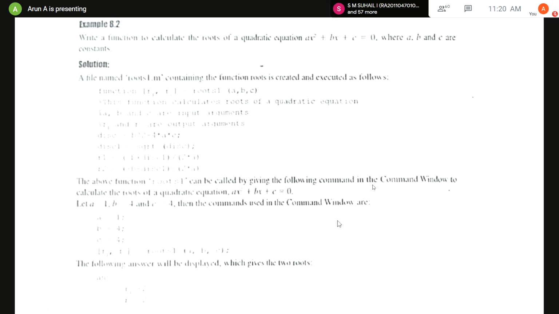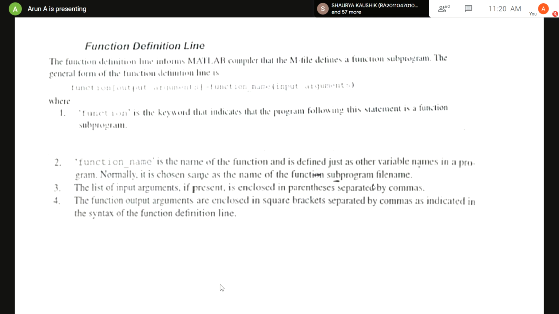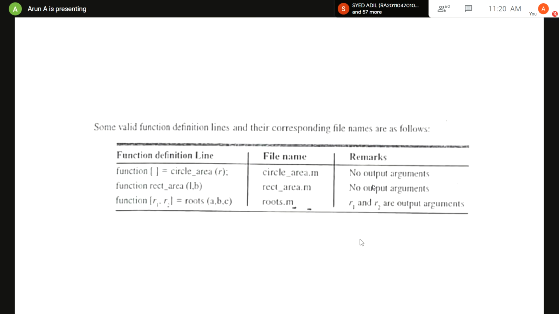Once we give this roots1, what happens? Let a be 1, b be 4, and c be 4. The values will be executed, and you'll get the values of root1 and root2. You can run this and try. Now this basic program shows how the 5 parts of an m function are broken. The first is the function definition line. In the program, you would have noticed function, output arguments, function underscore name. This indicates the function definition line. And the second one is, they have given some examples also.